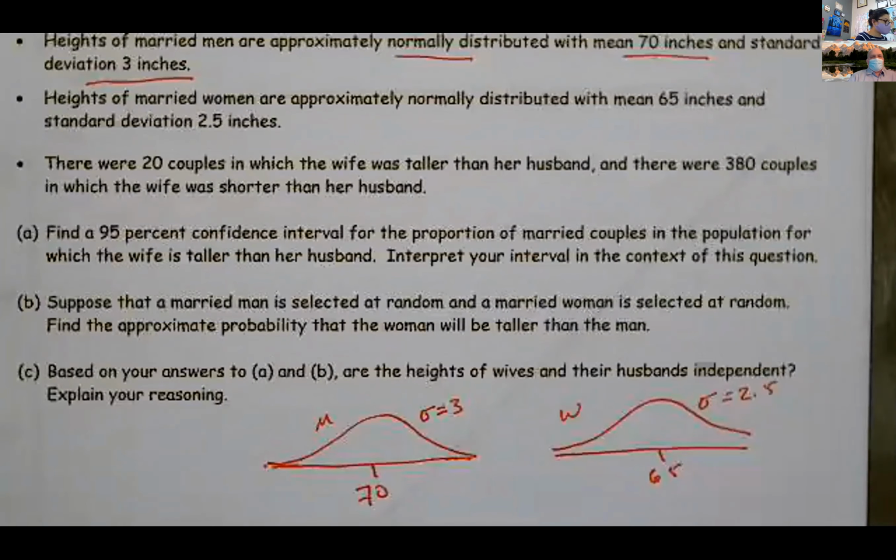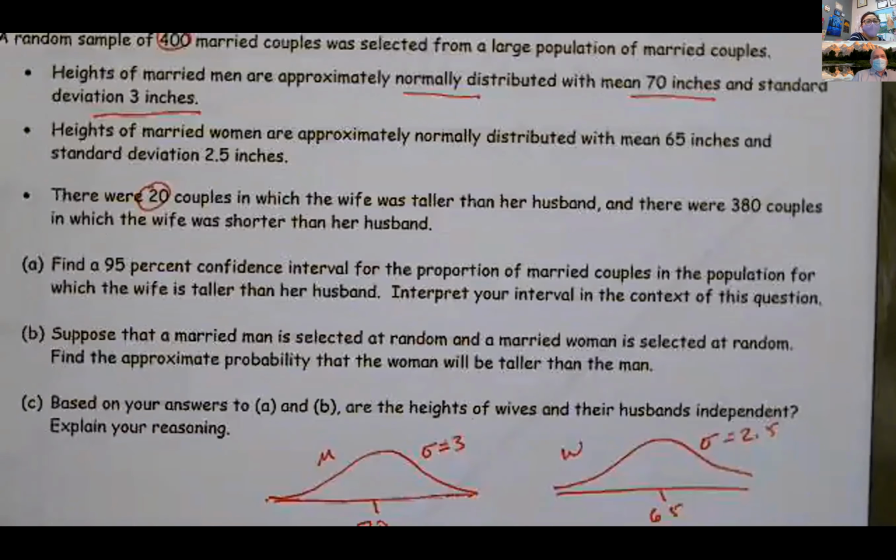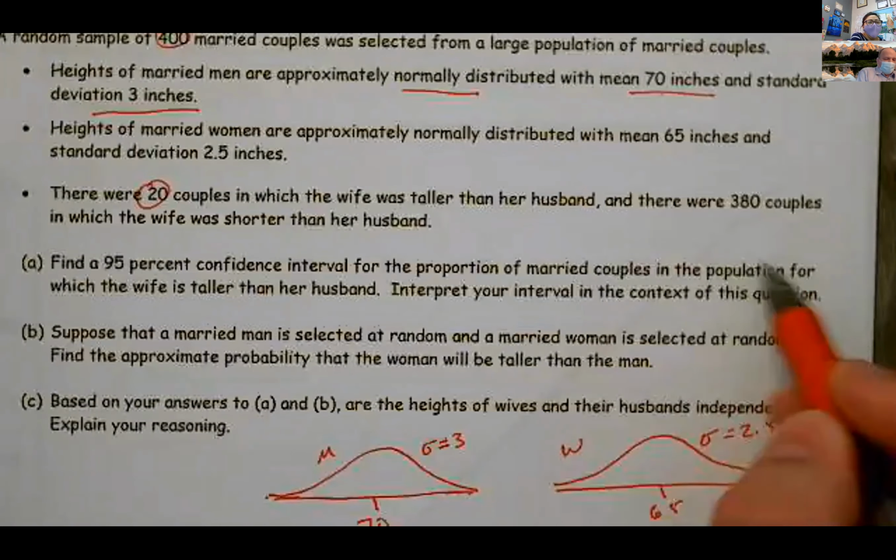There are 20 couples in which the wife is taller than her husband. Now, that's interesting. So 20 out of 400, there are 400 that we sampled, and 20 out of 400, the wife was taller than her husband. And there are 380 in which the wife was shorter.